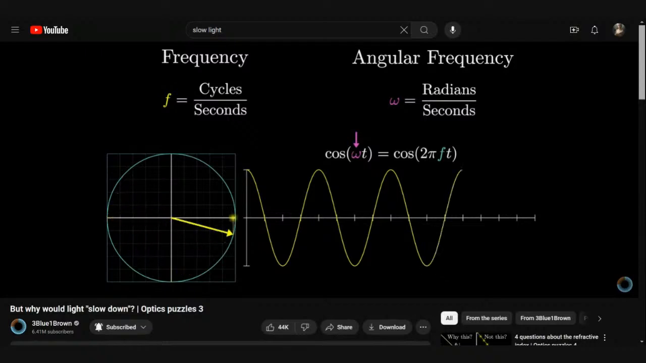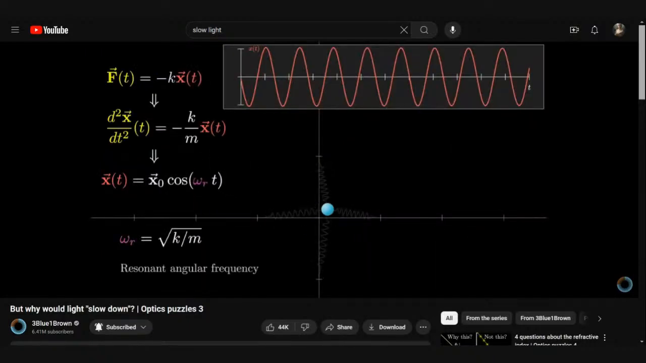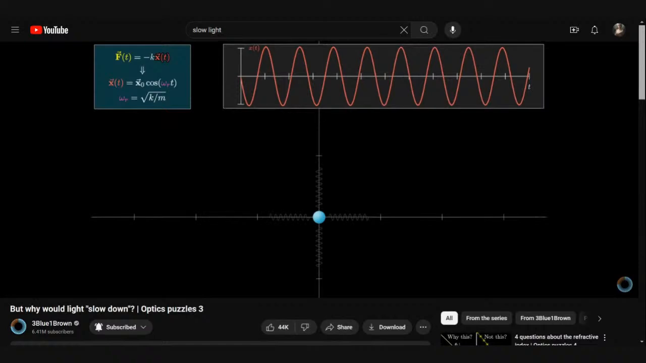This is why angular frequency makes the math a little cleaner. For example, in our simple harmonic motion, the term sitting in front of p looks like the square root of k divided by m, which I'm writing as omega sub r. Let's package all of that up and call that our solution in the simple case.